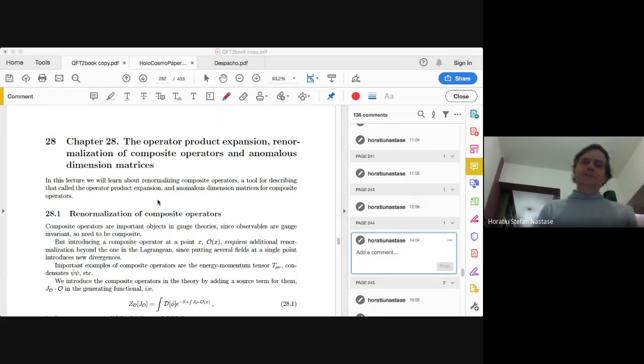All right, so today I will talk about composite operators and how to deal with them, in particular how to renormalize, how to use the so-called operator product expansion, and the properties of their renormalization, in particular anomalous matrices and RG equations.